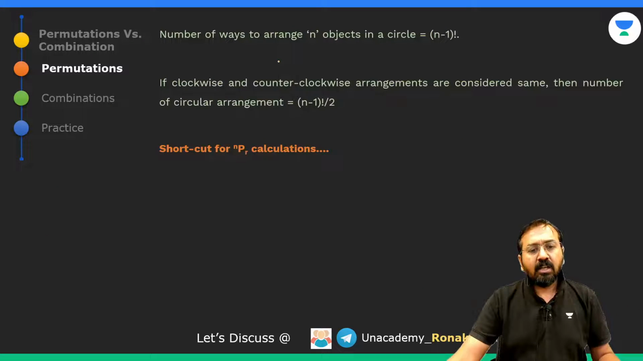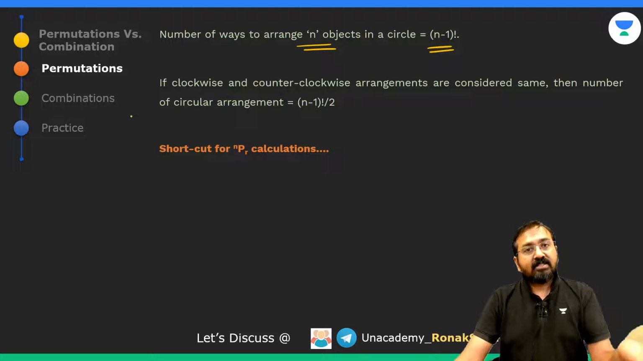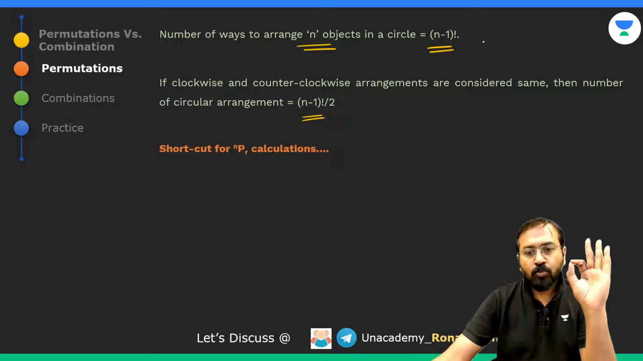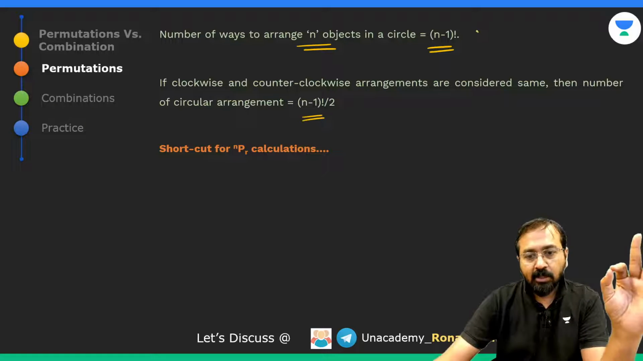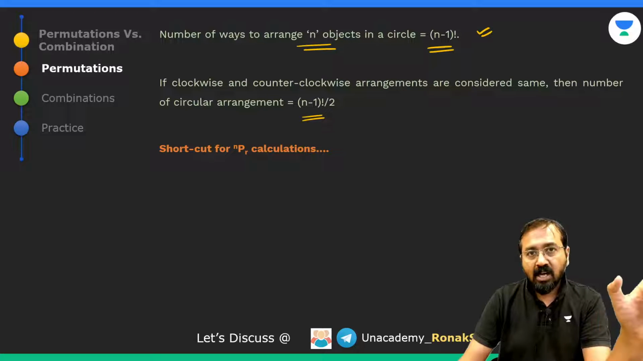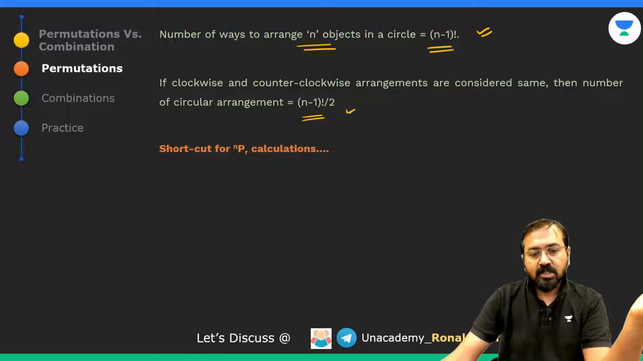Now circular arrangement: the number of ways will be n minus 1 factorial. Once again, there is a sub case of that. If clockwise and counterclockwise arrangements are the same, then the number of arrangements will become n minus 1 factorial by 2. In simple words, when you want to arrange people around a circular table, use the first formula. When you want to create a stone set or a garland or something like that which can be flipped upside down, then use this formula.